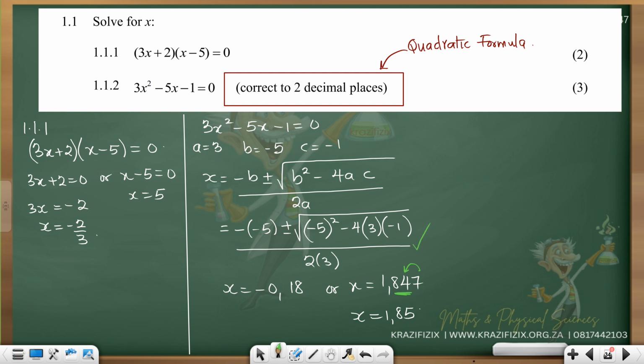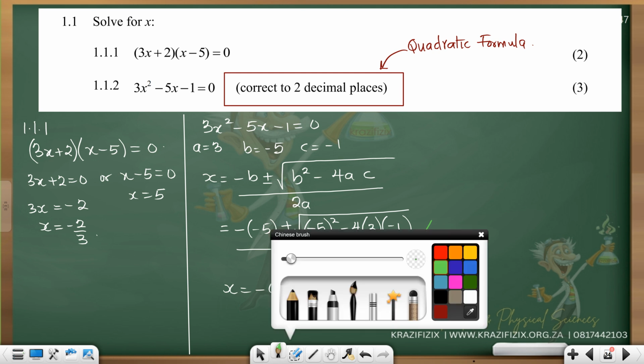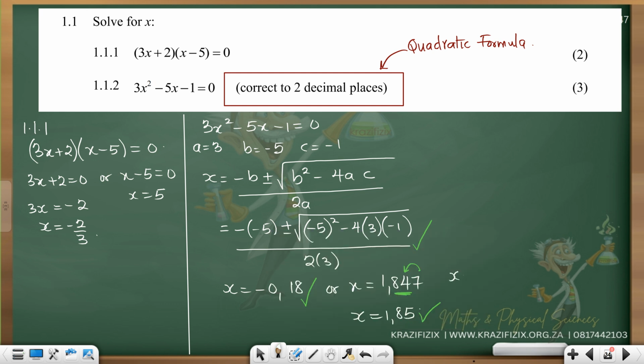Where's our marks? Your mark comes there. That's substitution. That and that. If somebody writes x equals 1.84, that person gets it wrong because you have not rounded off correctly. So I hope you see where we need to use it. Please, it is important to be able to factorize. Everybody okay with me?